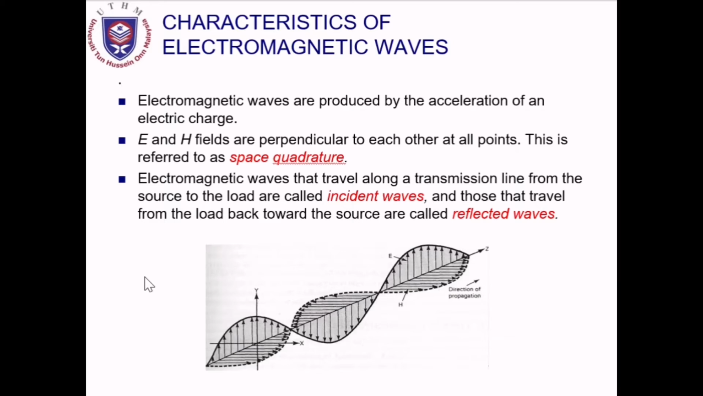The electromagnetic waves that travel along a transmission line from the source to the load are called incident waves, and those that travel from the load back toward the source are called reflected waves. So this basically is the incident wave propagating in the z-axis.